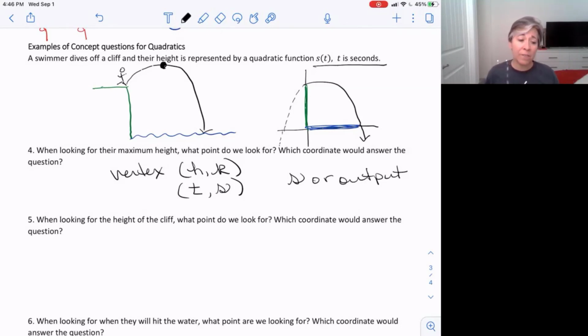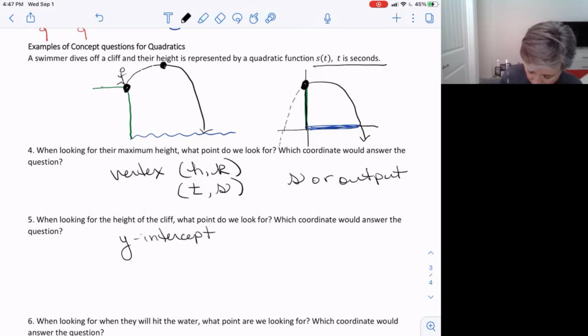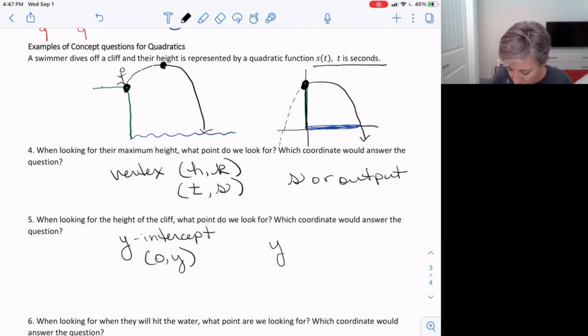In question 5, it says, when looking for the height of the cliff, what point do we look for? Well, that's this point here. How tall is that cliff? So think of it in terms of your intercept. That's where it's going to meet. So we're looking at the y-intercept, which remember is of the form (0, y). And which coordinate would answer that question? The height would be the y value of the y-intercept.